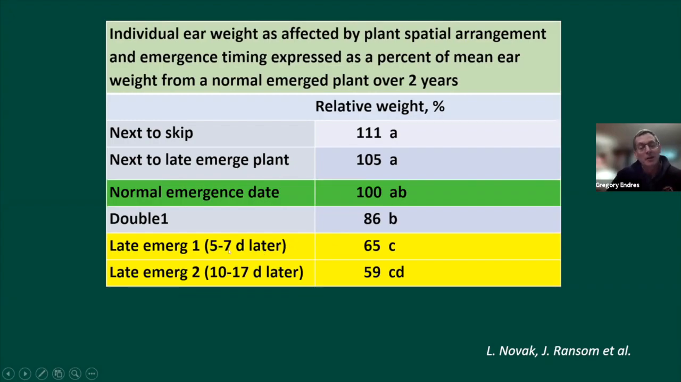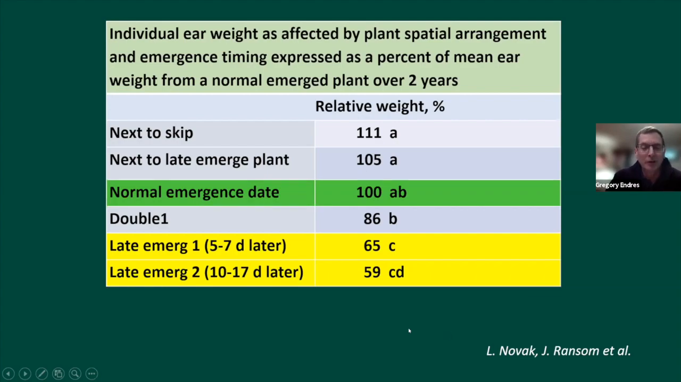Just in general, 1 week of delayed emergence, we found a dramatic reduction in yield, and delaying for approximately 2 weeks even further had a negative impact on yield. Also note that if we had plants next to a skip, there was an increase in yield, but certainly it didn't compensate for that loss of plant. Or if there was a plant next to a late emerger, that plant did perform better than average, but didn't compensate for the losses with the late emerging plant.